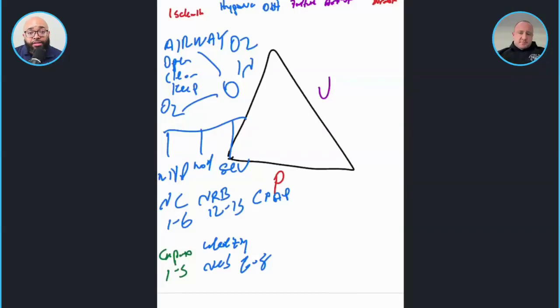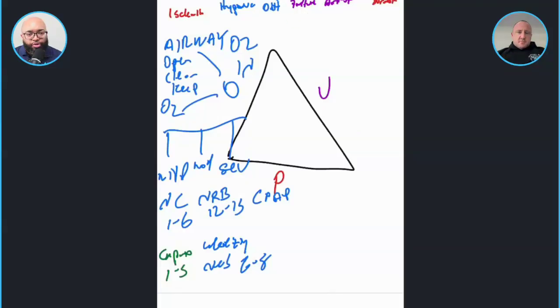Not following commands, unresponsive, altered mental status, hypotension, vomiting, secretions in the airway. Okay, but that's how I fix an oxygenation problem. How do I fix a ventilation problem? Well, how do I know that they have a ventilation problem? Well, if they're in respiratory failure or respiratory arrest, those are ventilation problems. How do I recognize respiratory failure?